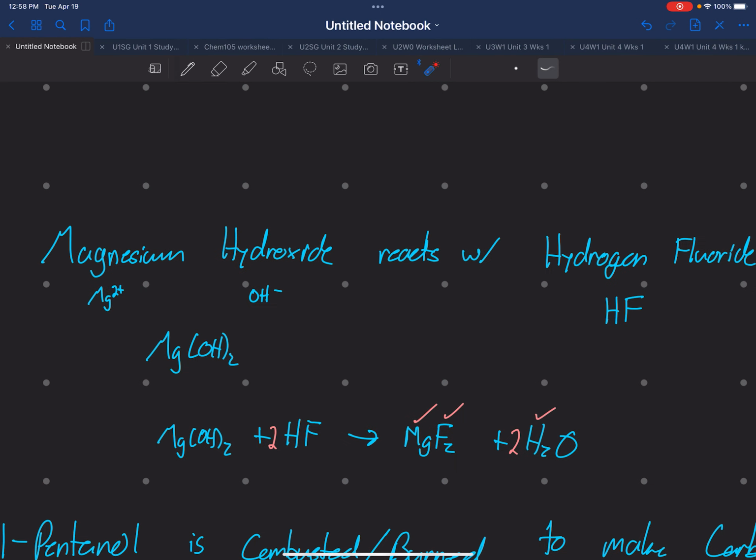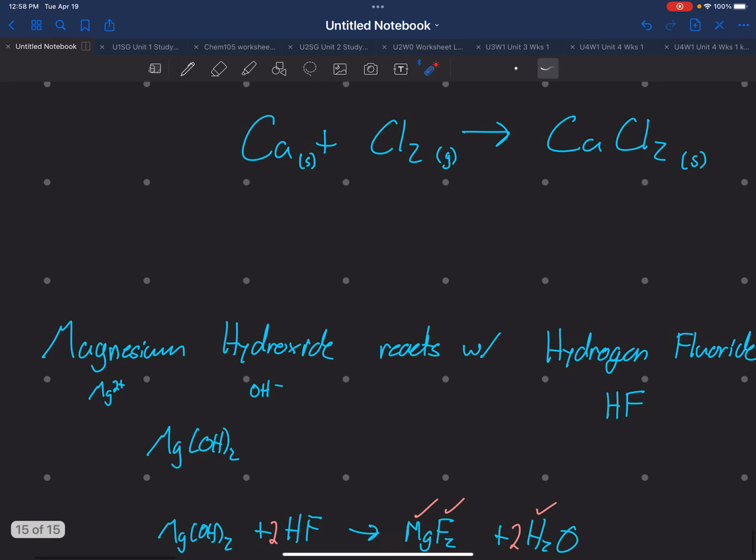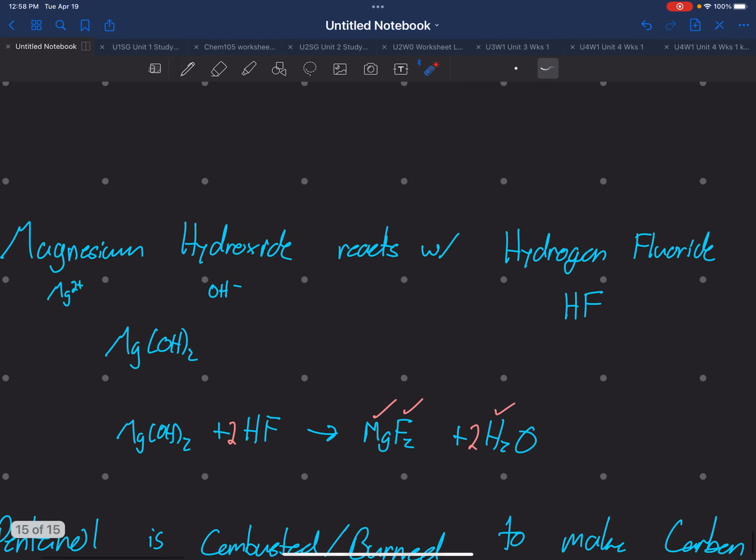All right, if we look back to the priority list, it's any other element, and then CHO. Mg falls in that category, so let's start there. 1 Mg, 1 Mg. Cool, we're good there. OH is for later, H is for later. F: there's 1 F here, but there's 2 here. So we put this 2 coefficient here, and now F is good.